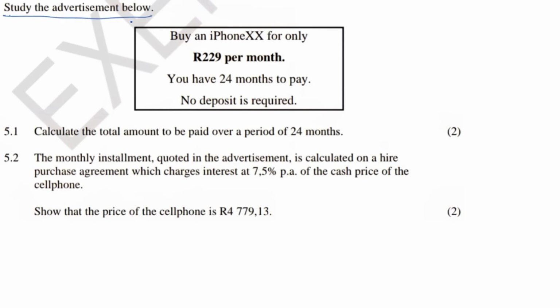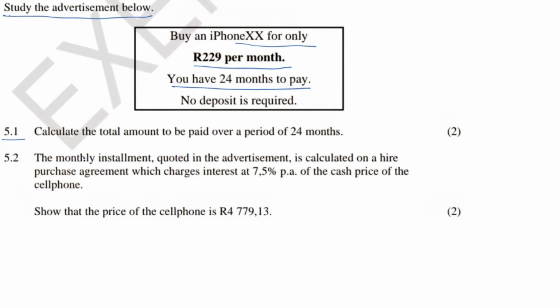So we have this previous question paper. We are on question 5 now. It says, study the advertisement below. Buy an iPhone XX for only 229 Rand per month. That means each and every month, the person must pay 229 Rand. For how long? For 24 months. So that's 2 years. Okay, and then it says here no deposit.